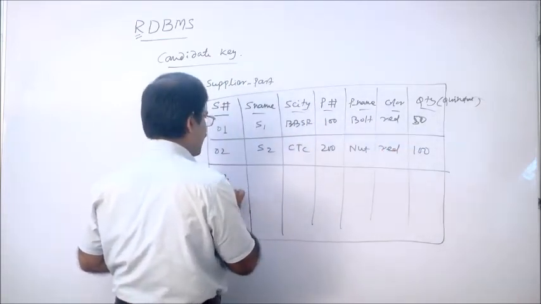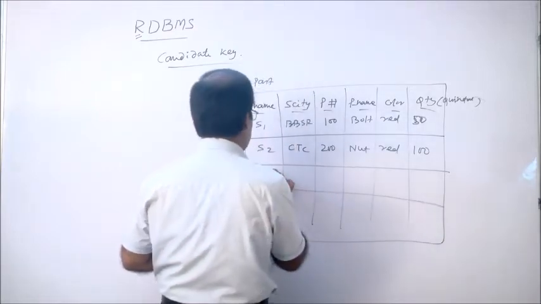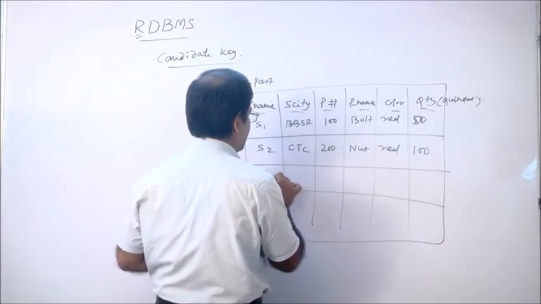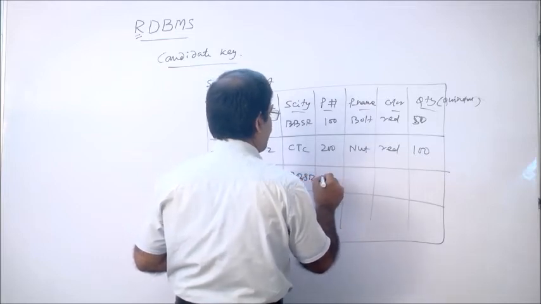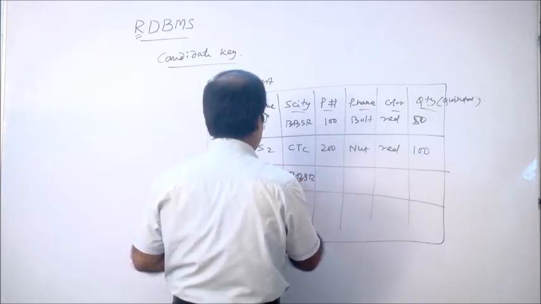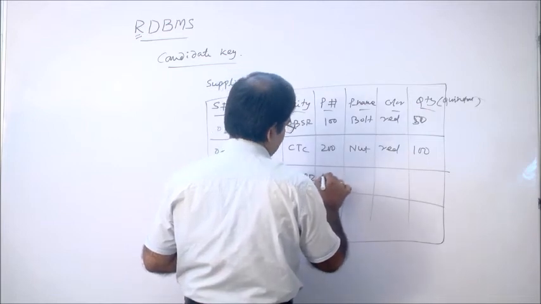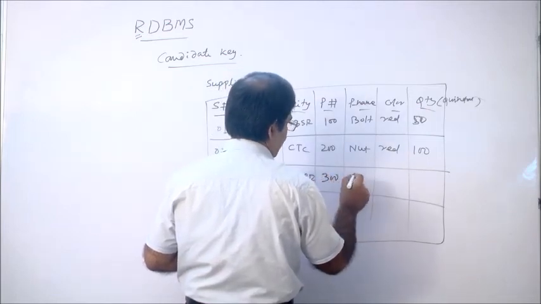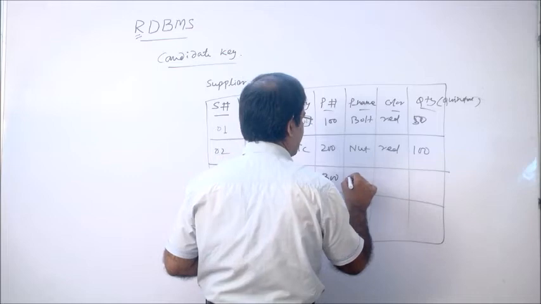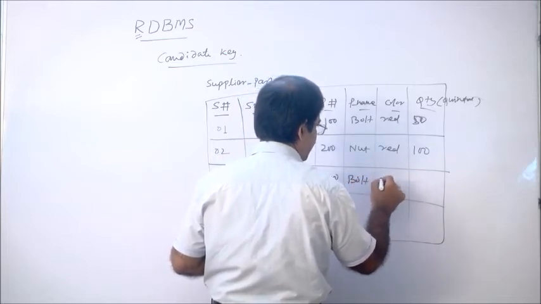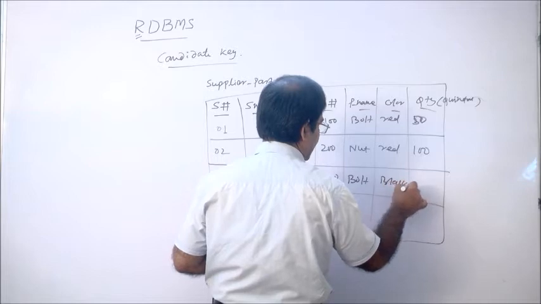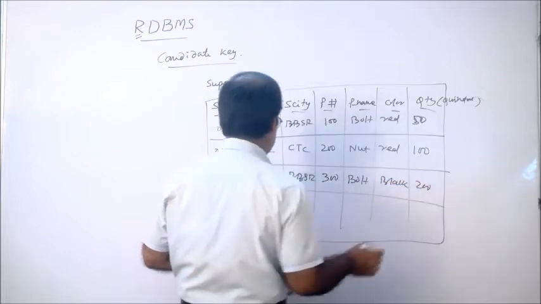Suppose 03 is another supplier, maybe S1, maybe Bhubaneswar, part number maybe 300, again maybe Bolt, color is maybe black, and quantity, suppose, 200 quintal, like this.